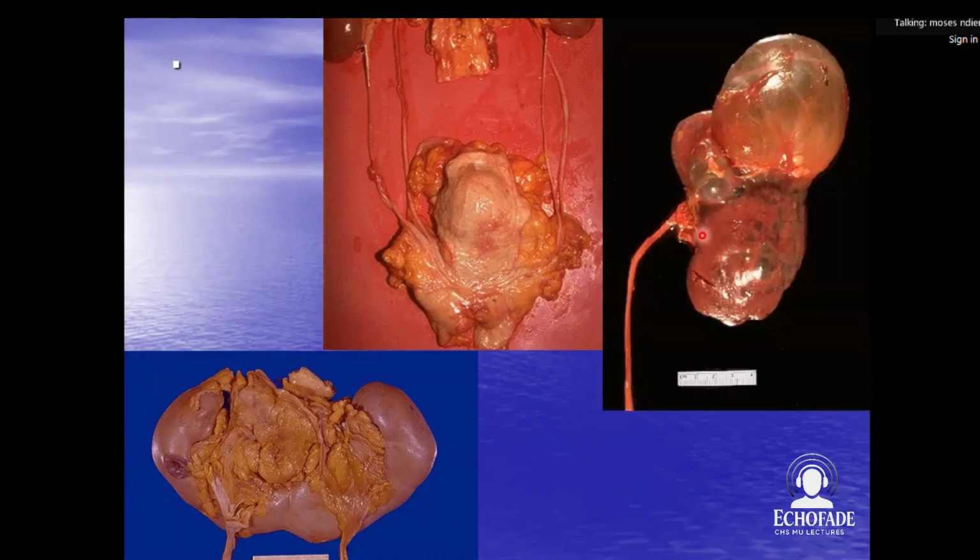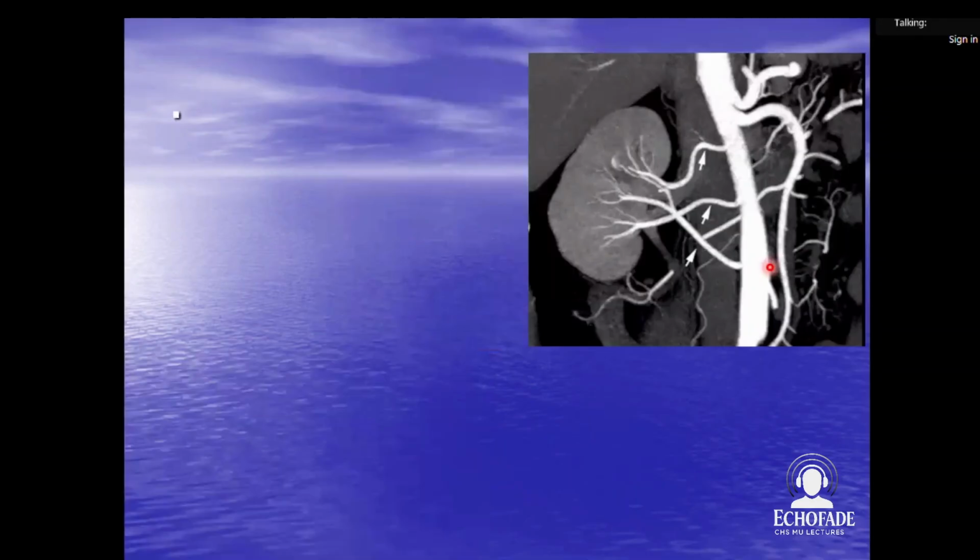This is to show a polycystic kidney. You can see very large cysts, multicystic, a lot of cysts. And this is because of failure of the renal vesicle to attach to the distal part of the ureteric bud. This is to show aberrant blood vessels. You can see we are supposed to have only a single renal artery, but here we have several arteries supplying the kidney.